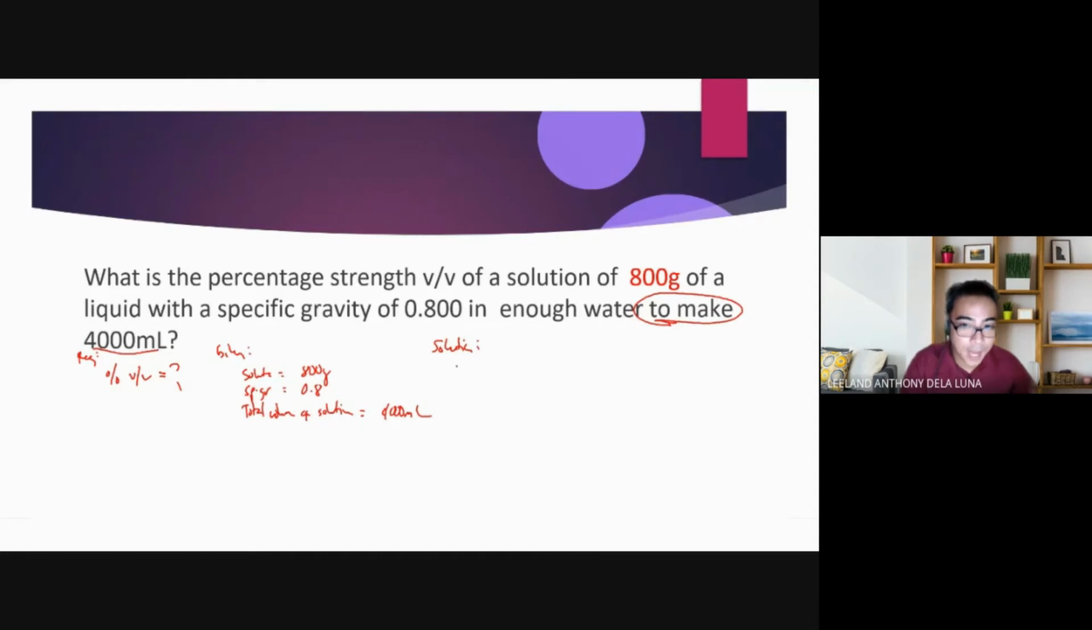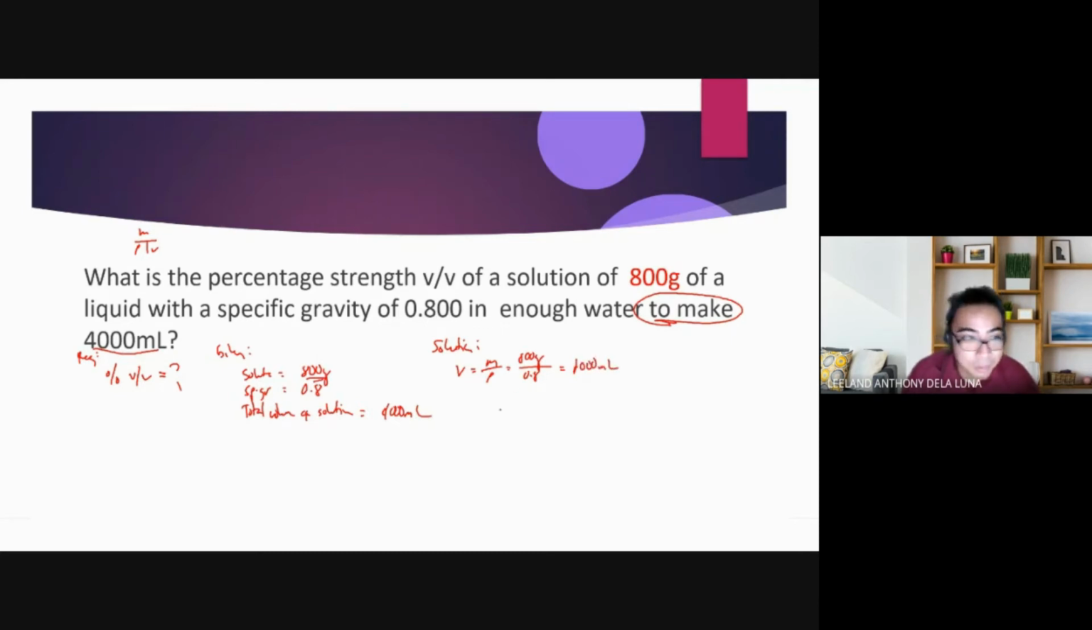Okay? So, first things first, kailangan ko yung volume nito, 800 grams ko. Okay? Kailangan ko ito ma-convert to volumes. Right? So, that would be mass over density or specific gravity. Tama ba? Tama, mass over density. Okay? So, ang mass natin is 800 grams divided by 0.8. So, that would give us 1,000 ml for the volume.